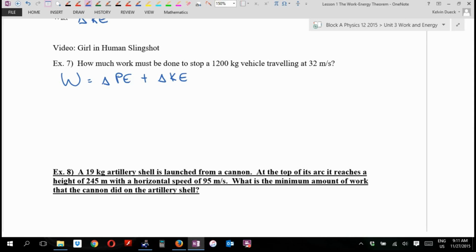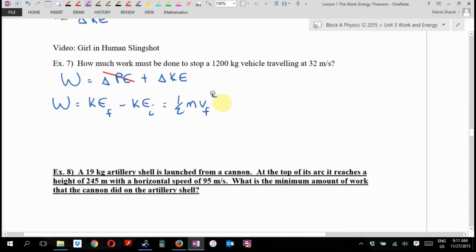Cade, does this question mention a change in height at all? Does it suggest there's a hill at all? Then you know what? I think I can assume that my change in potential is 0. No hill, no change in height. Cade, what's changing anything? So work is going to be KE final minus KE initial, which is going to be a half mv final squared minus a half mv initial squared. Are any of these 0? Yes?